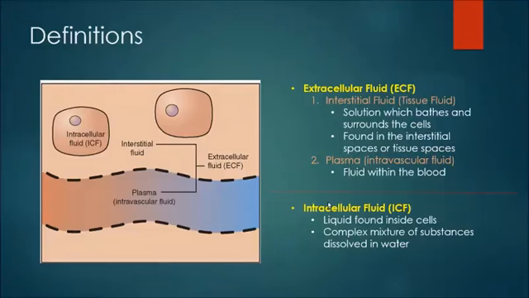The next one is plasma, which is the fluid component of blood, and that's the fluid that transports the red blood cells, nutrients, and oxygen to where they need to go. The next compartment that you have is the intracellular fluid, or ICF. This is the fluid found inside of the cells. It's made of a complex mixture of substances dissolved in water.